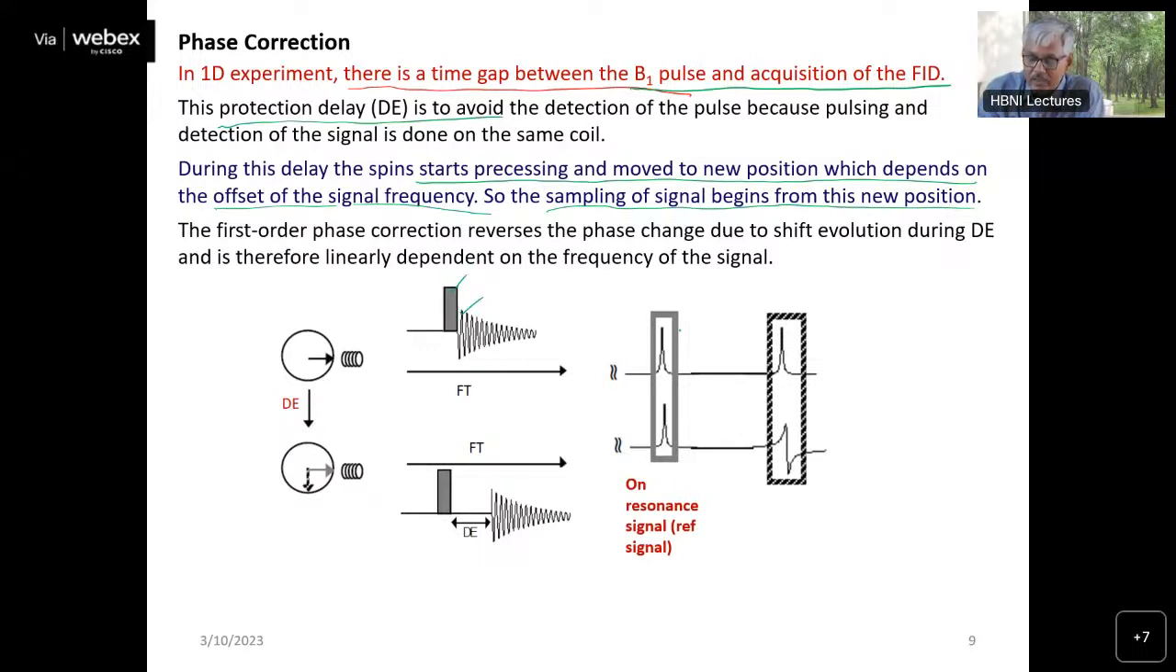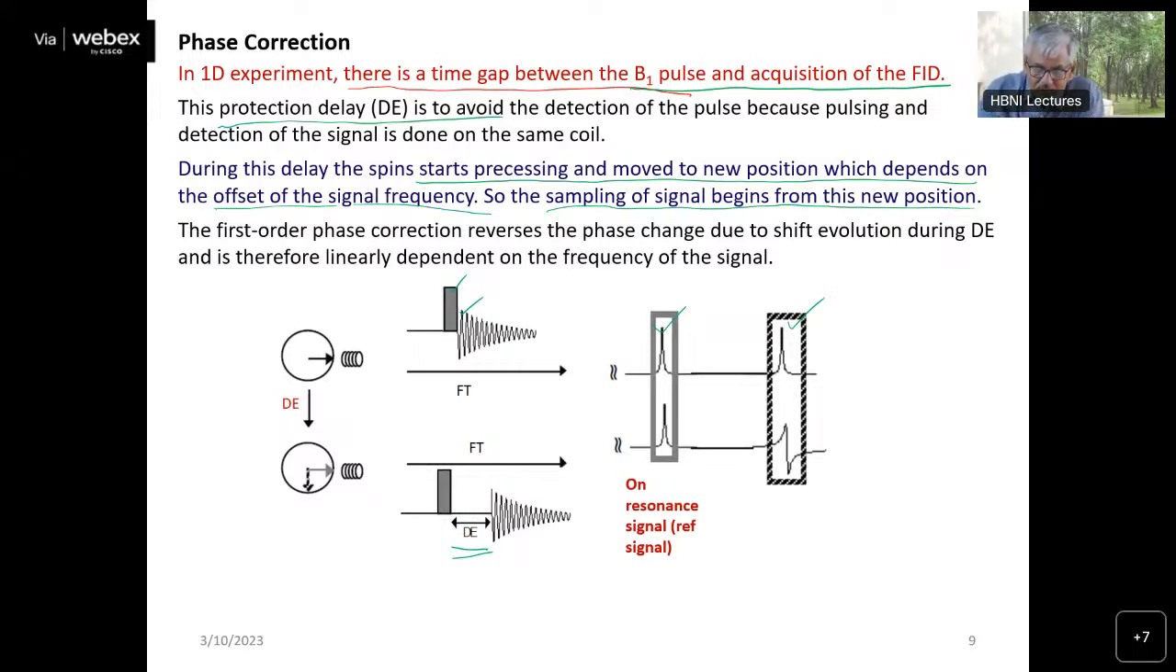You will see clearly this is the signal from your reference, which is an on-resonance signal, and this is any other offset signal. But once you give a delay time, what will happen? Delay time means this is the pulse and then there is a gap, that is called the delay time. That may be some microseconds or like that.